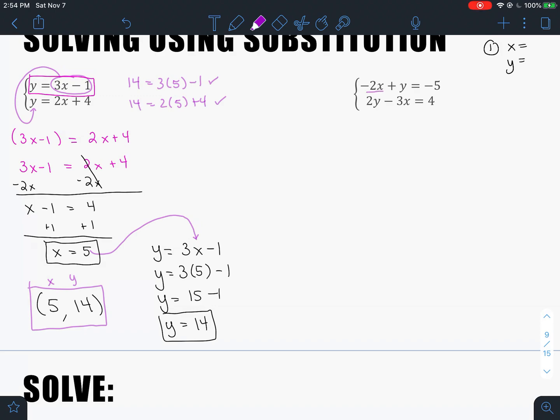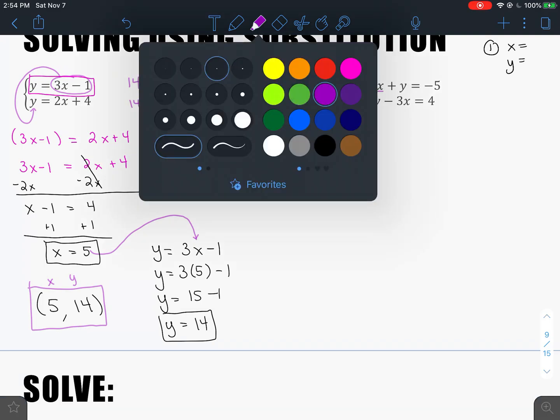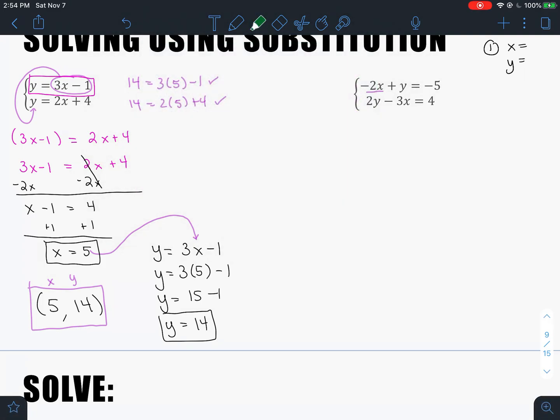So now we have to pick one variable in one of the equations to solve for. So looking through, if I wanted to solve for negative 2x, I would have to subtract the y and divide by negative 2. I could do that, but that doesn't seem like a whole lot of fun. If I wanted to solve for the y in the first equation, I would just have to add 2x to both sides. That's not terrible.